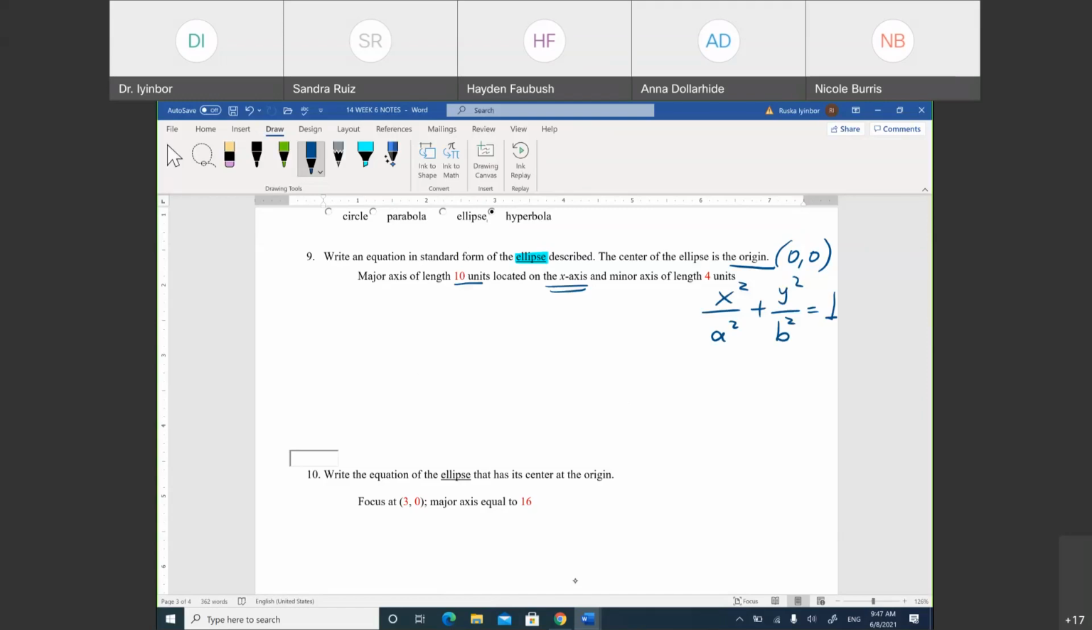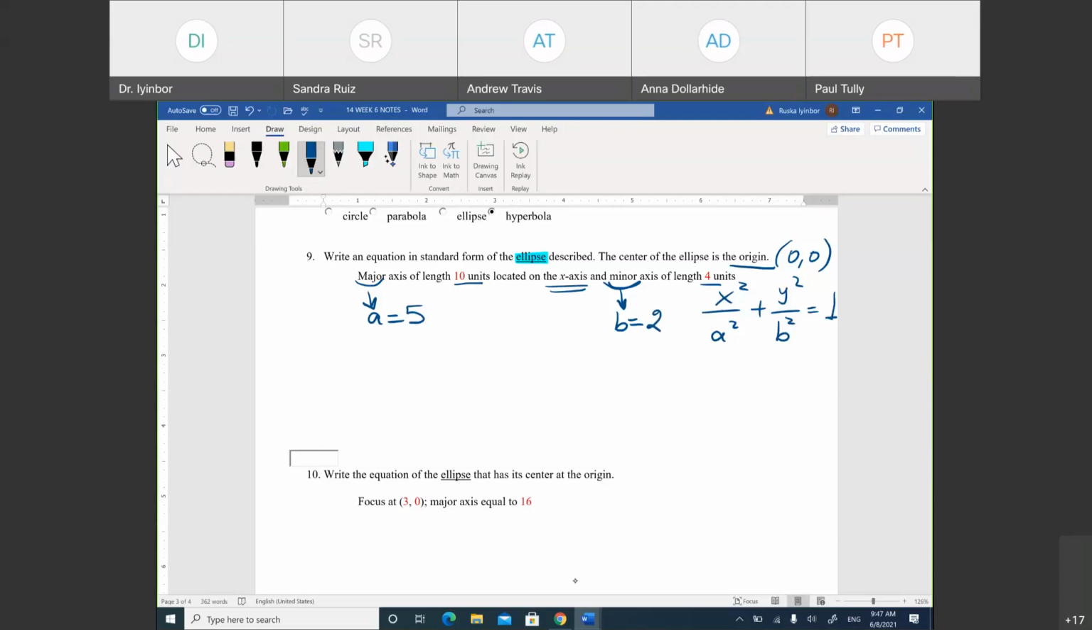A is half of the major, b is half of the minor, right? So they already give me the major axis is 10. From the major axis, I'm going to get a, and from the minor axis, I'm going to get b. Can you tell me what is a, what is b? Yes, half of the major is 5, half of 10 is 5, half of 4 is 2. So we have a is 5, b is 2, right?